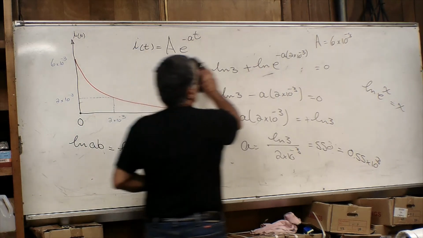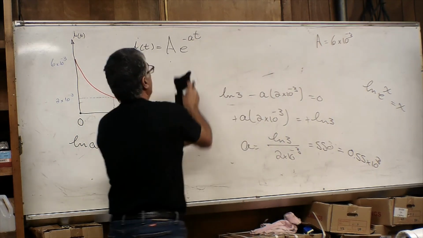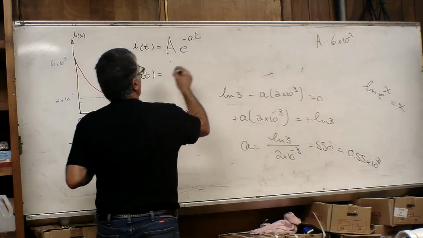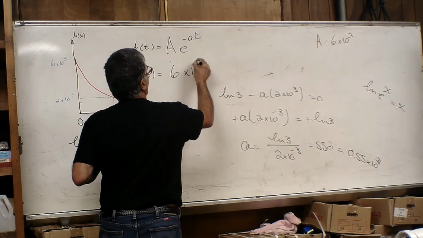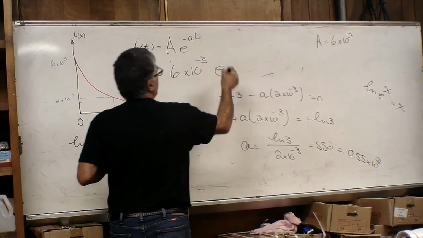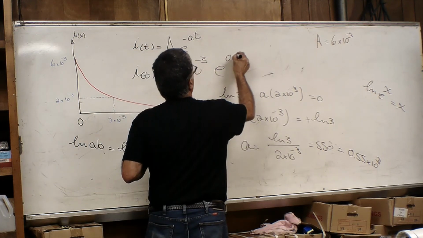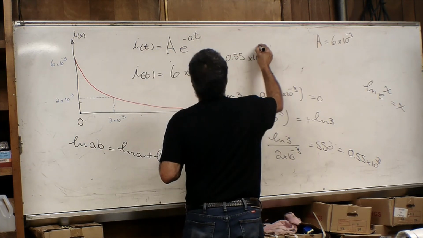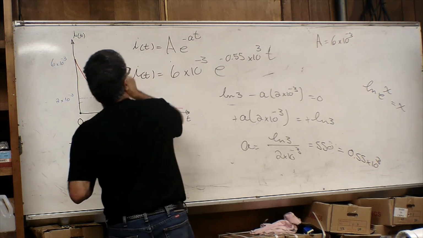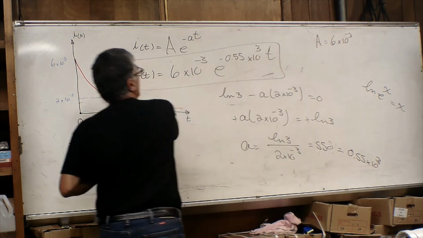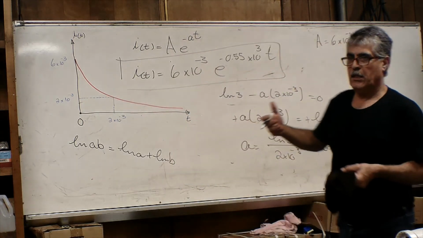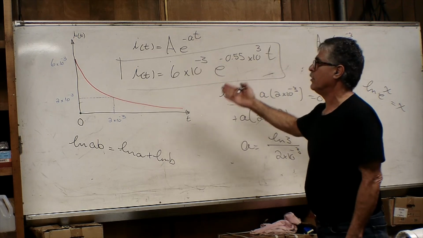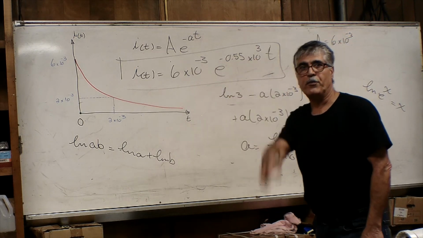So now the general expression for this curve is i(t) equal to 6 times 10 to power minus 3 multiplied by e to power minus 0.55 times 10 to power 3 t. This is the mathematical expression for this curve, and this is what you should include in your report. Thanks.